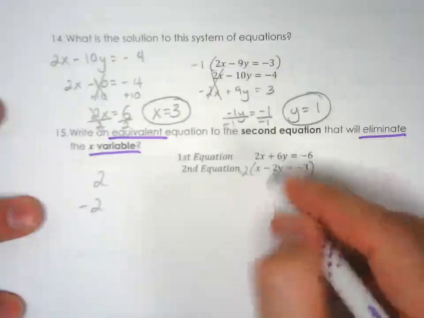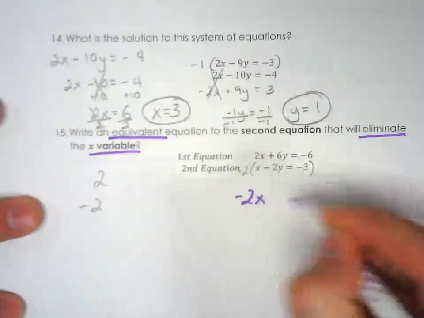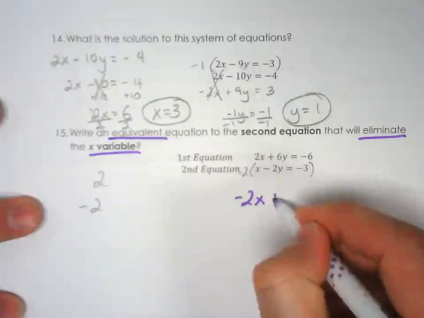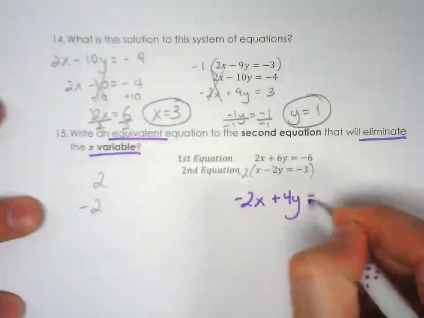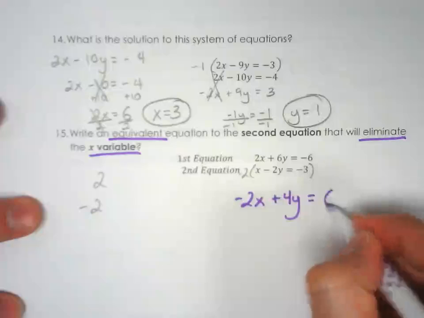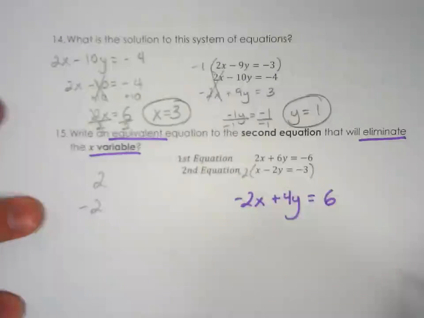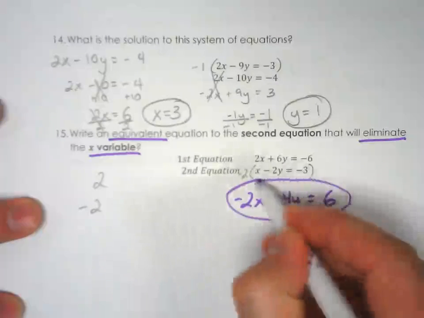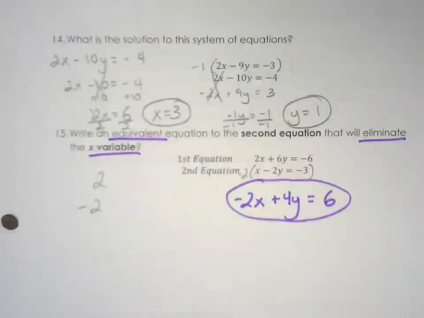Well, negative 2 times x is negative 2x. Negative 2 times negative 2 is a positive 4y. And negative 2 times negative 3 is a positive 6. And that is actually the answer. That's all you have to do for that question.